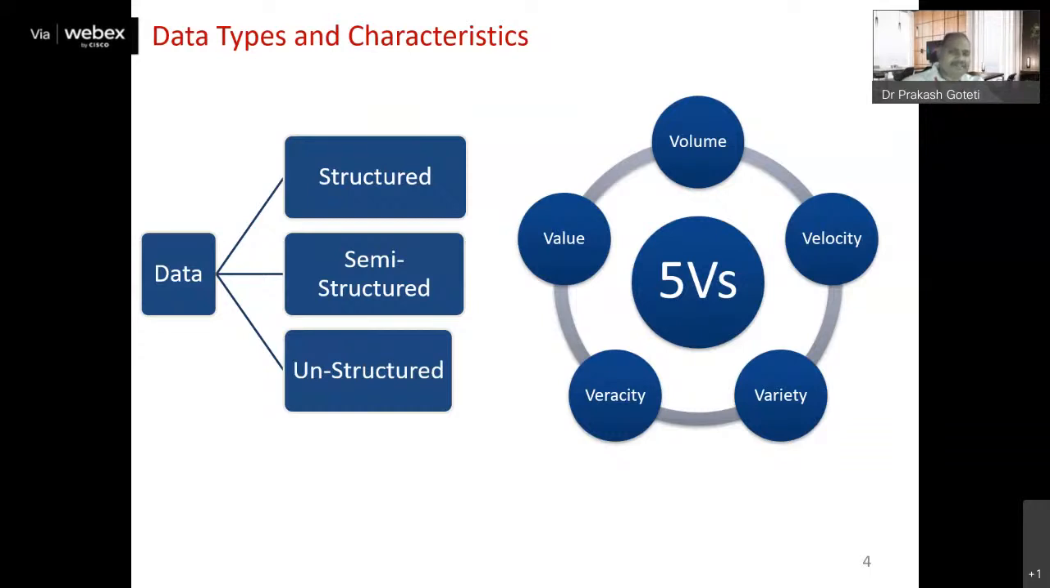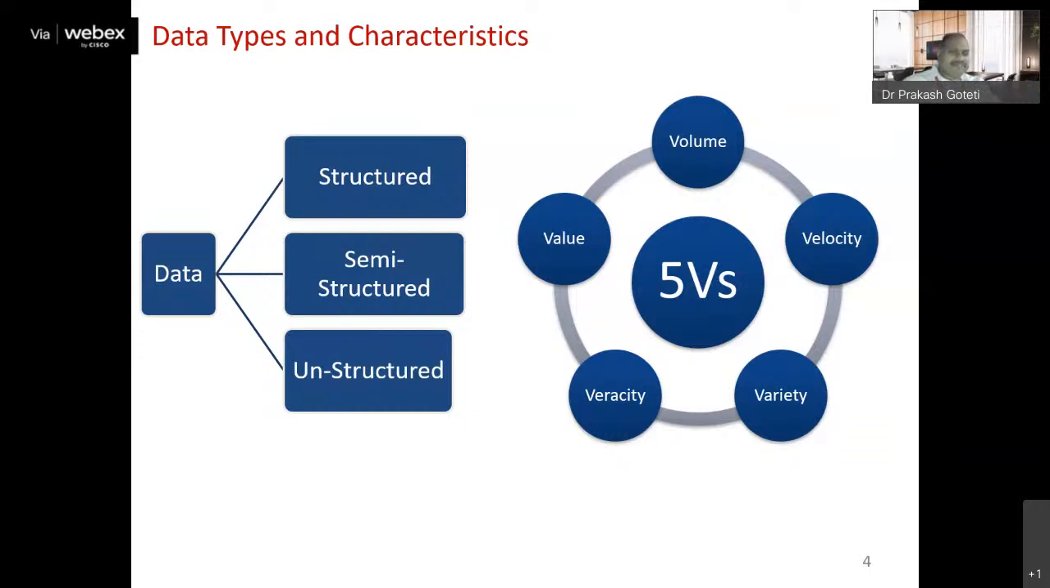The third important characteristic is variety. Various forms of data, for example structured data, unstructured, semi-structured. These are all various forms of data that you actually need to deal with in this particular discipline.